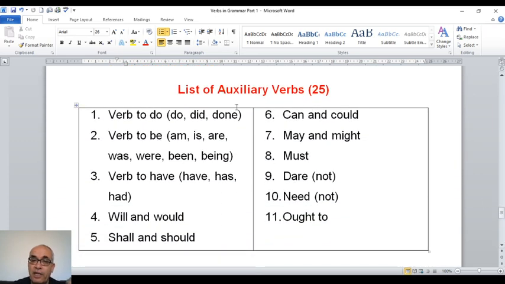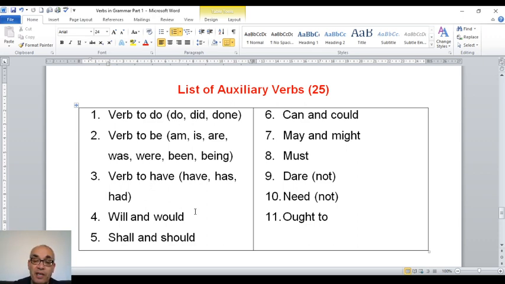This is the list of auxiliary verbs, as you can see. So we have verb to do and the children. This is the family. Do in the present, did in the past, done is past participle, which is group 3. Verb to be and the family. Am, is, are, this is the present. Was, were, this is the past. Been is the past participle, and being is the continuous. Verb to have has 3 children: have, has, had. I say 3 children just as a joke.